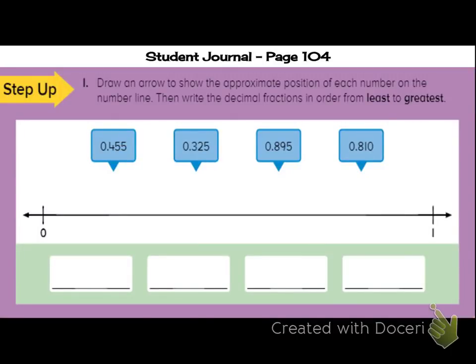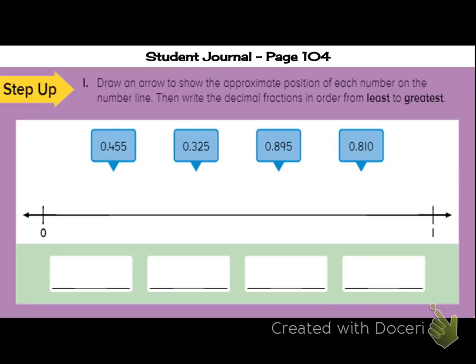Today, as an example, you're going to fill in the notes on the bottom of page 104 that deals with ordering decimals from least to greatest, and then you'll continue and solve all of the problems on 105 to check for understanding. So let's read the step. It says, draw an arrow to show the approximate position of each number on the number line. Then write the decimal fractions in order from least to greatest.